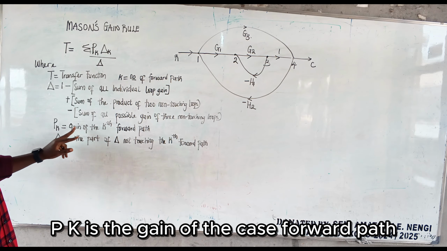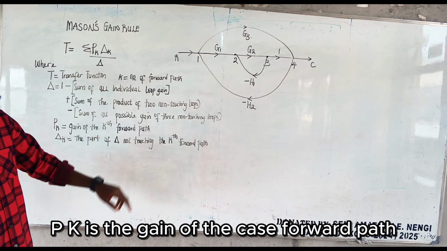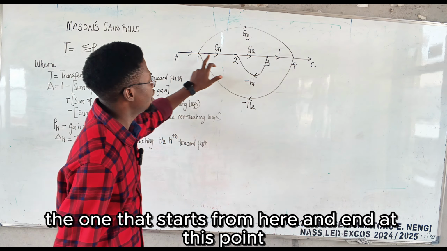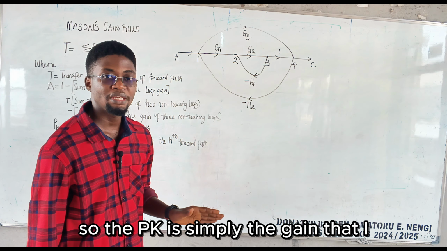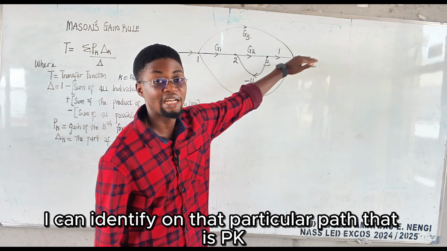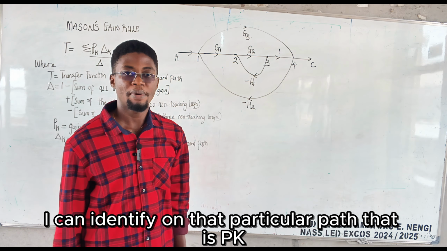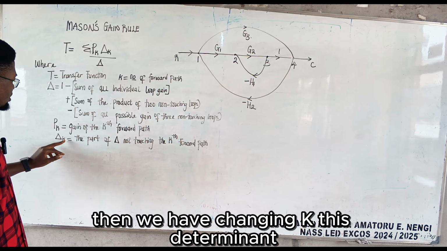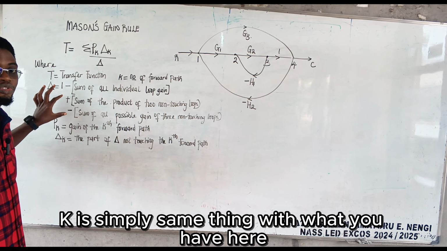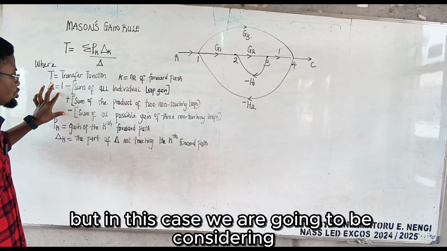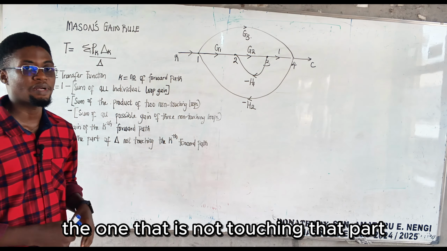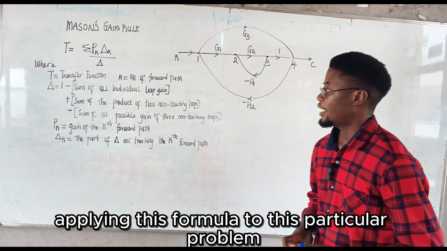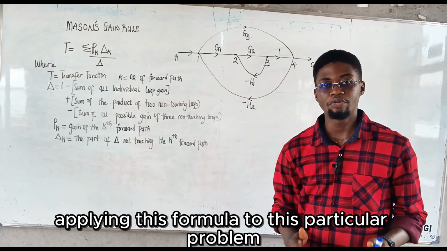Then Pk is the gain of the kth forward path. For example, we said that we have two forward paths, the one that starts from here and ends at this point. So Pk is simply the gain that I can identify on that particular path. That is Pk. Then we have delta k. This delta k is simply the same thing as the determinant, but in this case, we consider only the loops that are not touching that path. So without wasting much time, let's go straight into applying this formula to this particular problem.